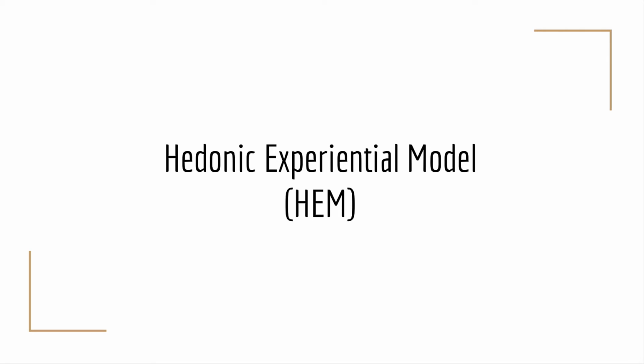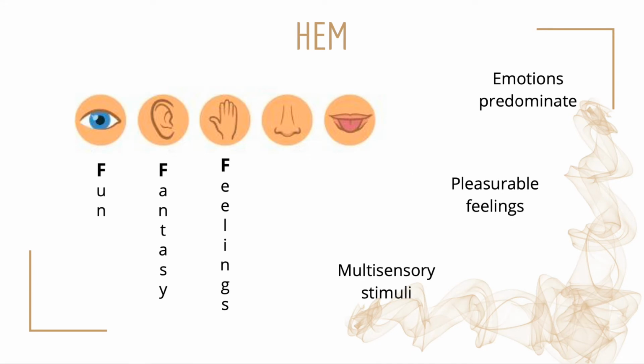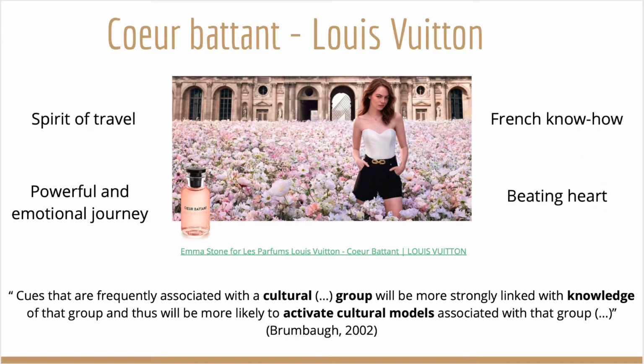So moving on to the hedonic experiential model. This model is related to how it engages different senses, and also how the communications are fun. They relate to fantasy or feelings. Also, they have to relate some of your pleasurable feelings, but mostly in this type of communications, emotions override the rationality of consumers. So here, the first ad we decided to show is the Cœur Battant of Louis Vuitton.